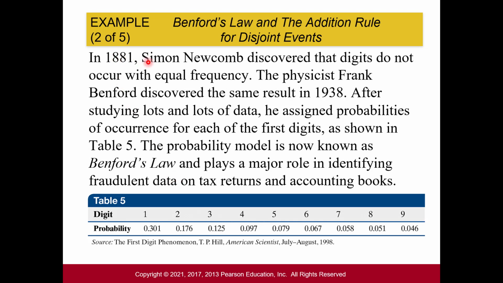In 1881, Simon Newcomb discovered that digits do not occur with equal frequency in the first digit position, and then the physicist Frank Benford discovered the same result in 1938. After studying lots of data, he assigned probabilities of occurrence for each of the first digits, and we have those results here in our table. The probability model is now known as Benford's law, and it actually plays a major role in identifying fraudulent data on tax returns and accounting books. If we take a quick look at our table, notice that the probability of 1 being the first digit is the highest out of all the numbers.